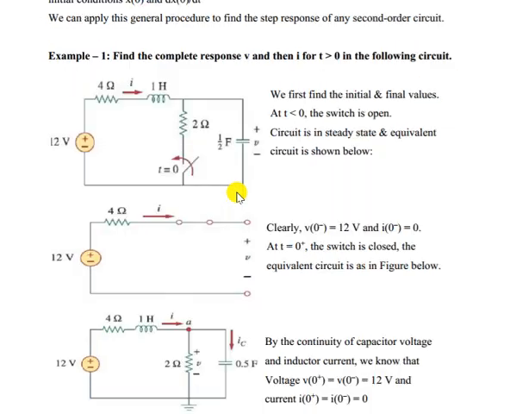Now let us see another type of problem: find the complete response V and then I for t greater than 0 in the following circuit. So this switch is open, which means at that time it has no effect. If it is in steady state, capacitor open circuited, inductor short circuited, then V0 minus is nothing but this 12 volt, with no drop across the 4 ohm resistor as current is 0.